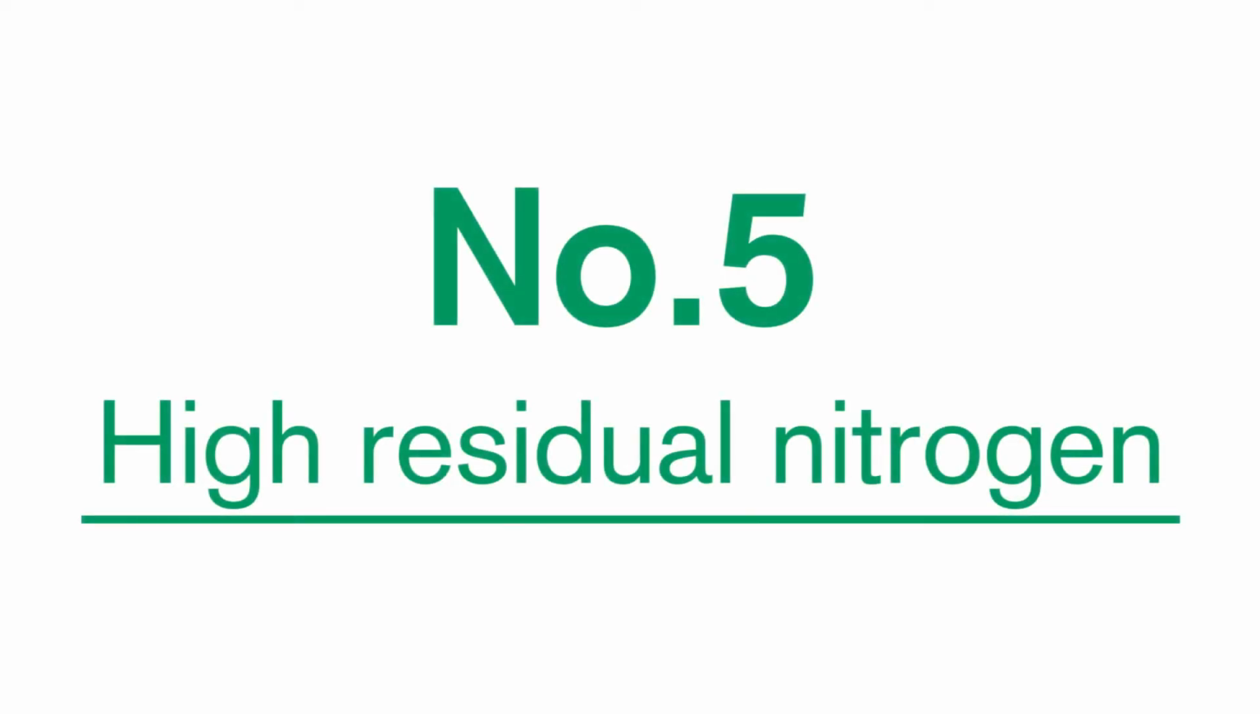The fifth point is soil high in residual nitrogen. Soil high in organic matter or other nitrogen sources will delay the fixation of nitrogen. Soybean plants prefer to use the low energy source already present in the soil.